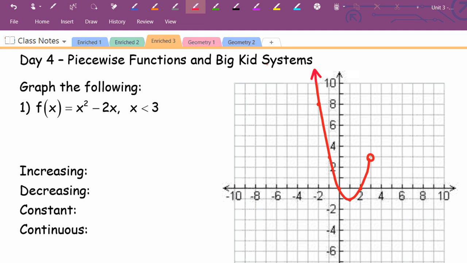Why is there nothing to the right of the 3? Hands up and tell me why there's no more points after that 3. Yeah. Perfect. The x needs to be less than 3.